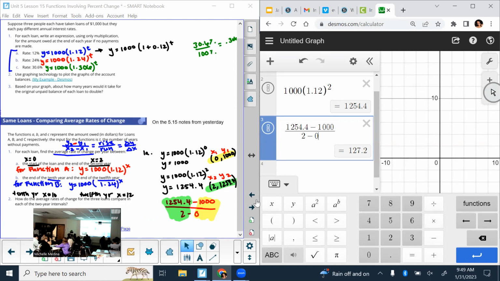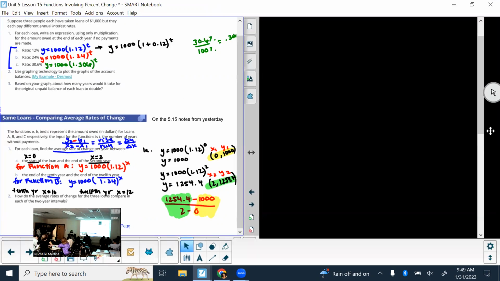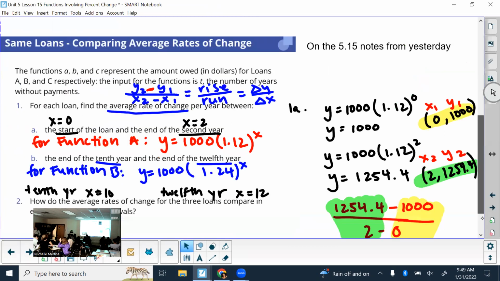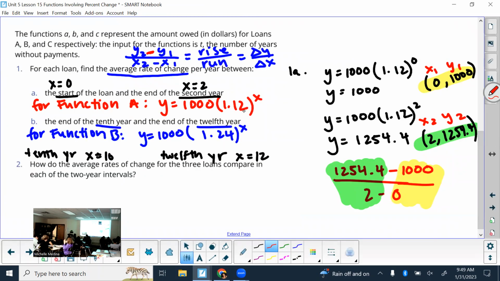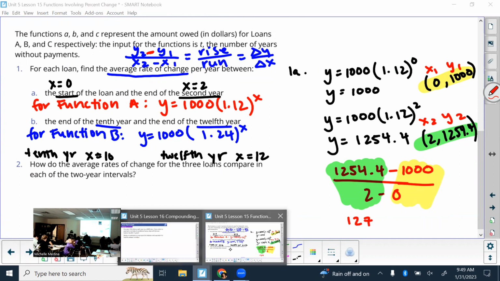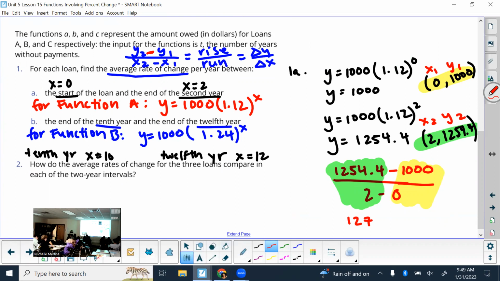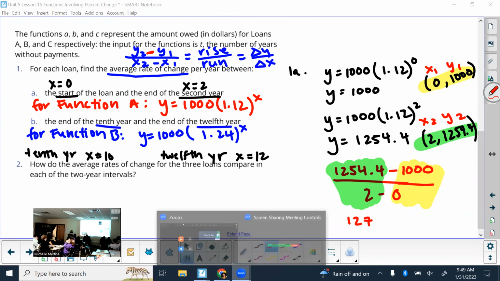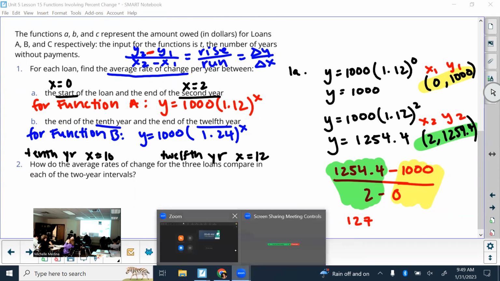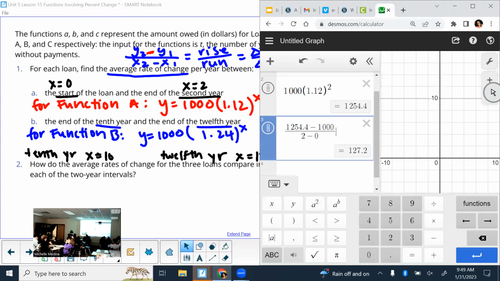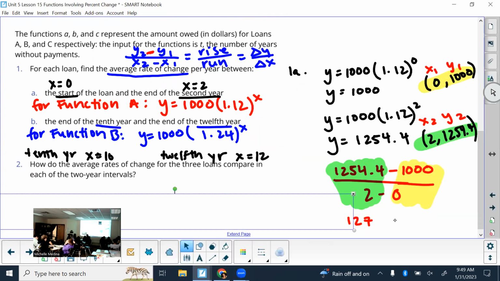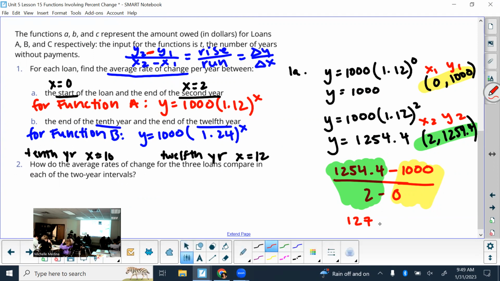So if you got that your first try, great. If not, hopefully you're learning something because you'll see it over and over again, like I told you in the beginning of the year, but that's what it would be. The average rate of change is 127.2, was it? Yes. All right, and since we're talking about money, let's make it look like money.